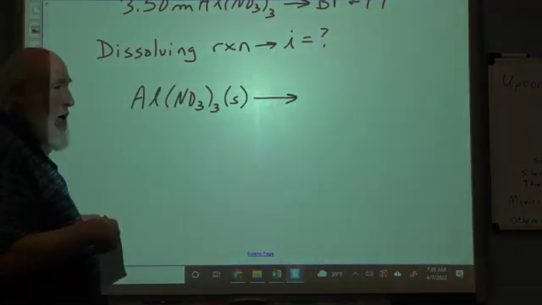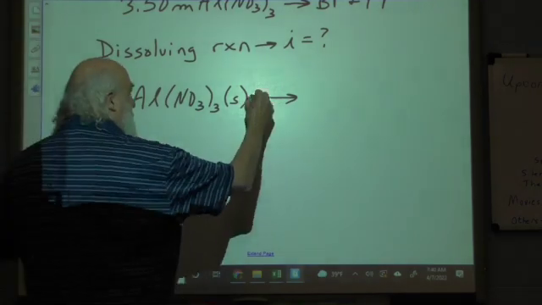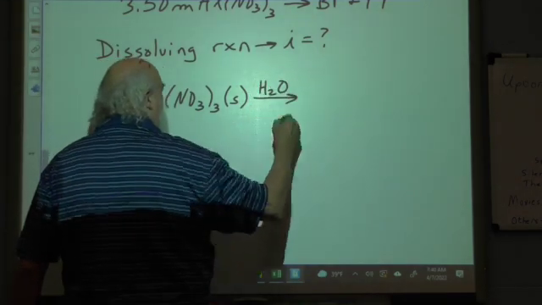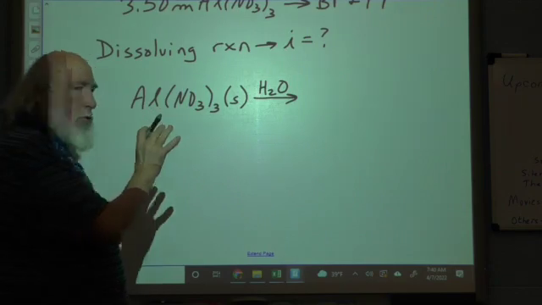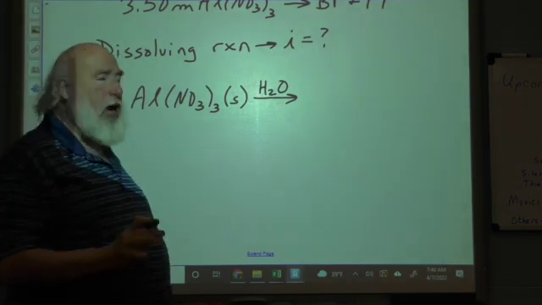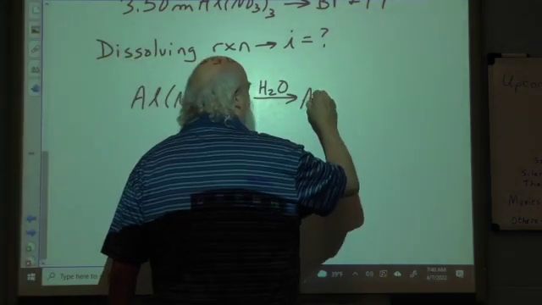Being an ionic compound, solid at room temperature, this dissolves in water. This is going to give us aluminum. Aluminum is a metal, group 3A on your periodic chart. Therefore, we'll have a charge of 3 positive.